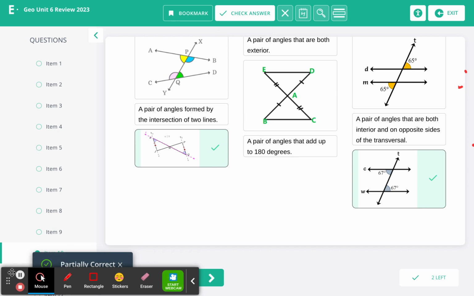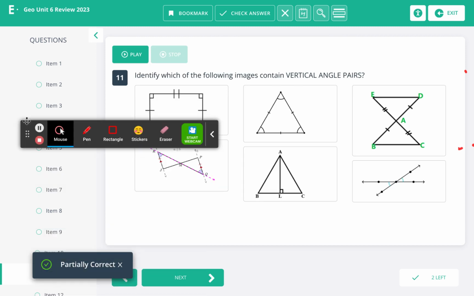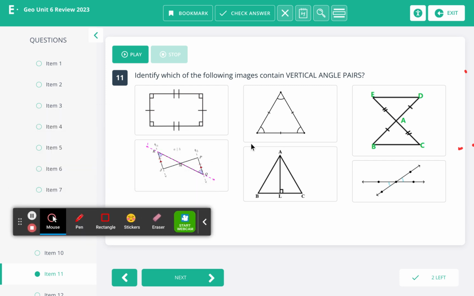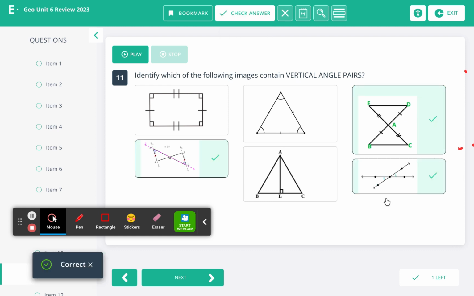All right, let me see. Are there any other questions that I'm missing here? Yeah, there are. Number 11, identify which of the following images contain vertical angle pairs. All right, no vertical angles in the first one, the middle and the bottom, but it looks like we got vertical angles in this bottom left, top right, and bottom right. There's an intersection, and at the intersection is where you'll find vertical angles. Okay, so that should be correct for number 11.